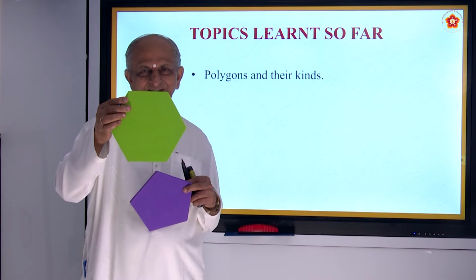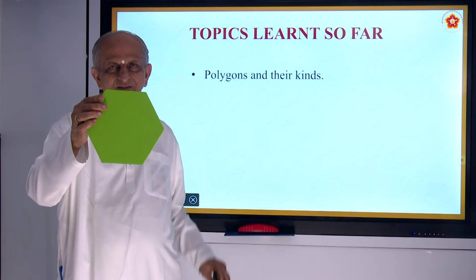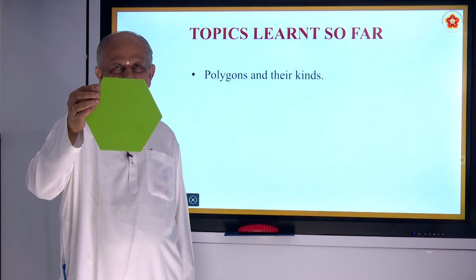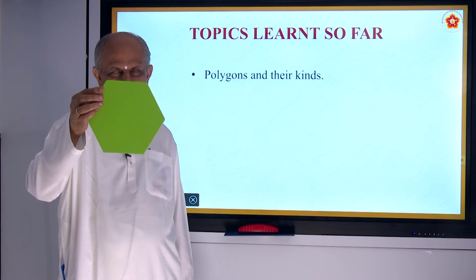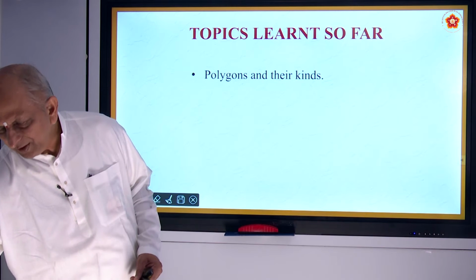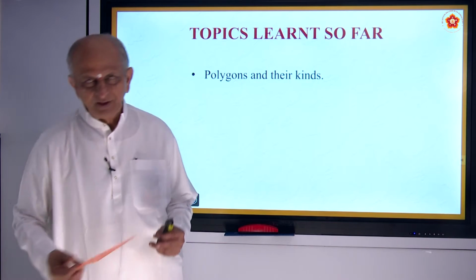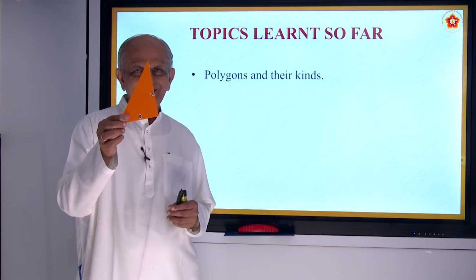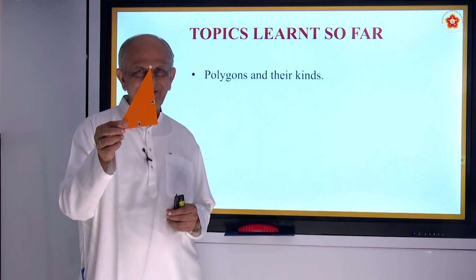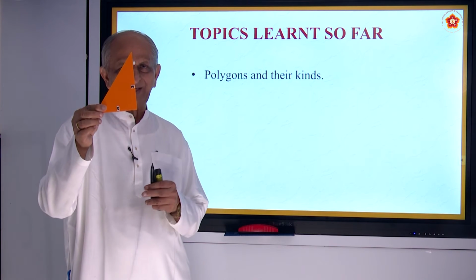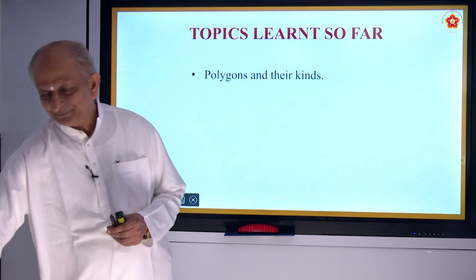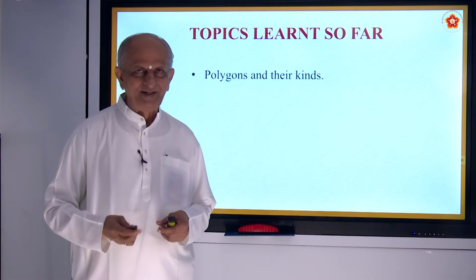What is this beautiful figure? Here you should not consider thickness. This is called a hexagon. Why is it called a hexagon? There are 6 sides. And if there are 7 sides, what do you call it? Heptagon. 8 sides, octagon. What about this? This is also a polygon. How many sides does it have? 3 sides. What do you call it? Triangle. What type of triangle is it? Right angle triangle. Correct?